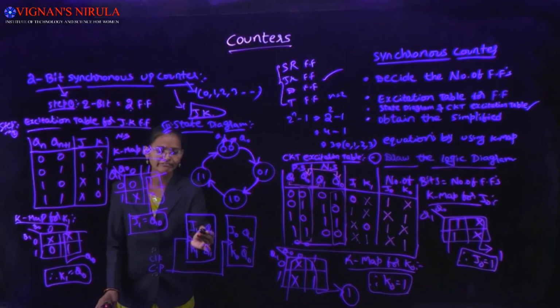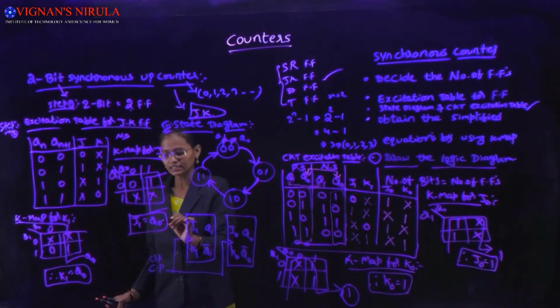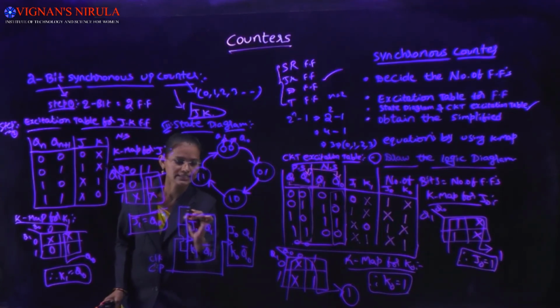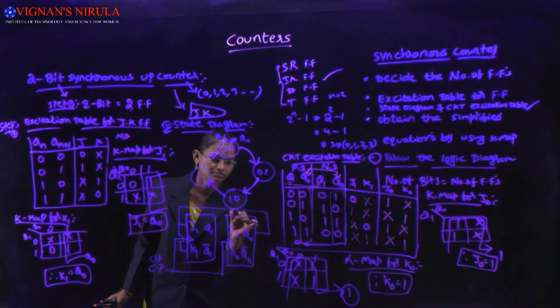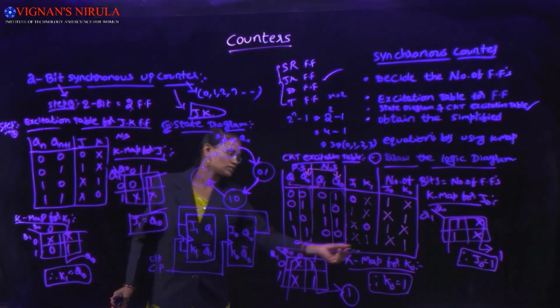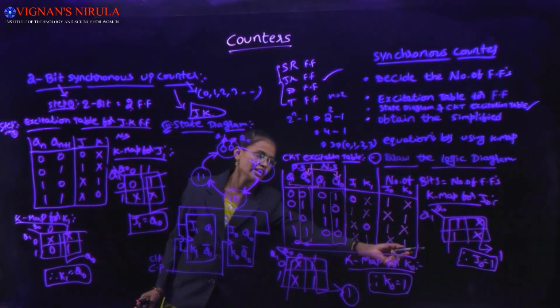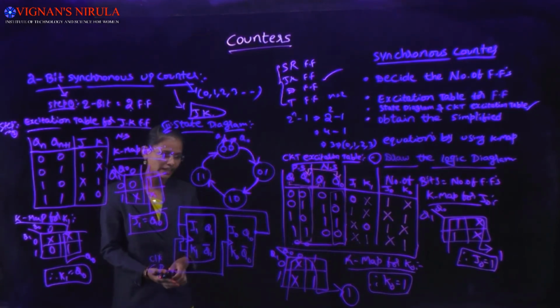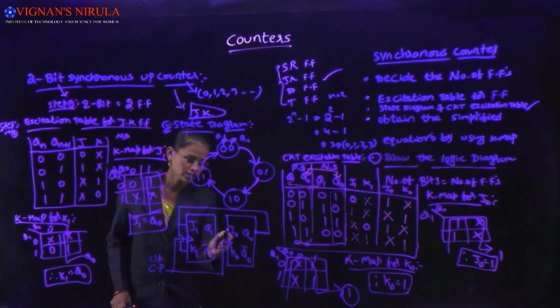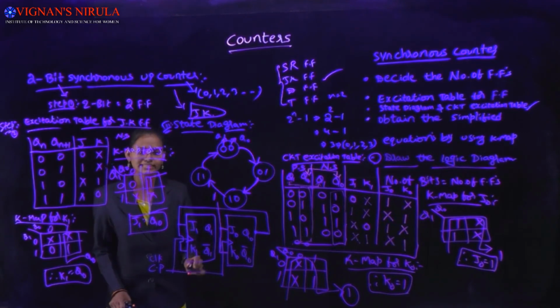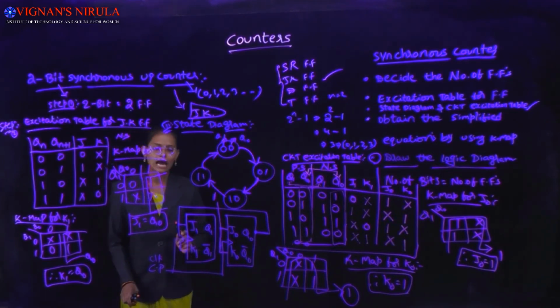Okay, here J1, K1 are connected to Q0. Both are connected to Q0. Okay, and next K0 and J0 are both connected to 1. Okay, this is the logic diagram for the 2-bit synchronous up counter.